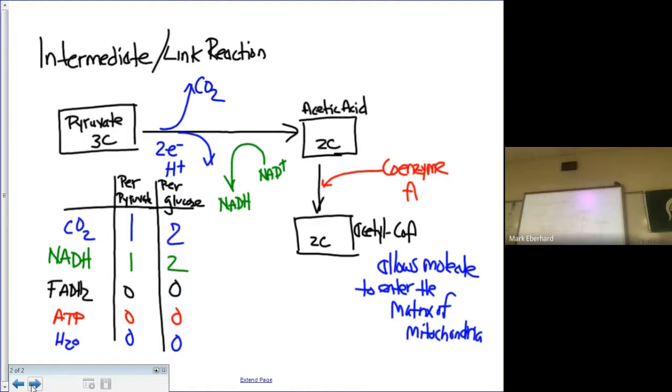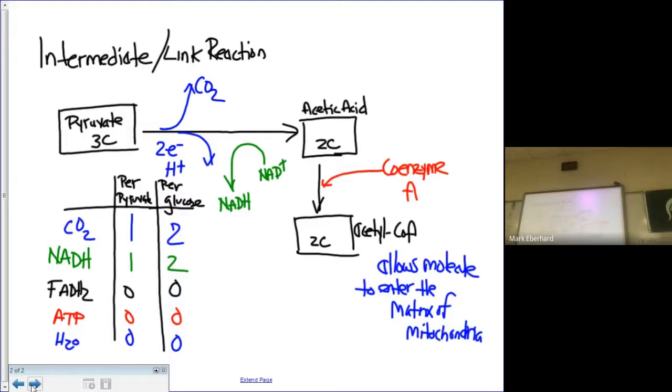So I've just broken the molecule down. All I've done in this step is break the molecule down a little bit finer. So inputs are pyruvate. What's coming out of that pyruvate? A couple of carbon dioxides and a couple of NADHs.